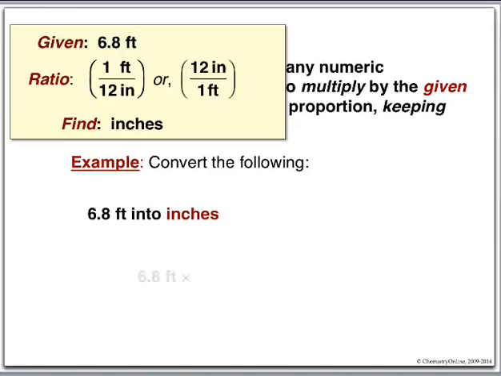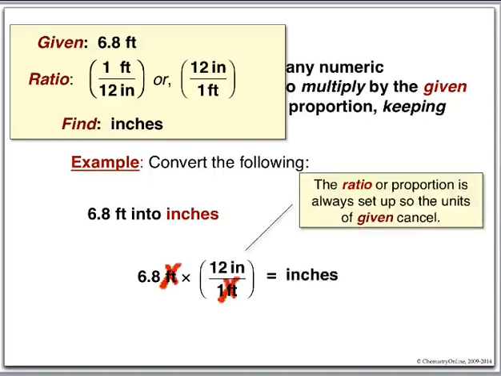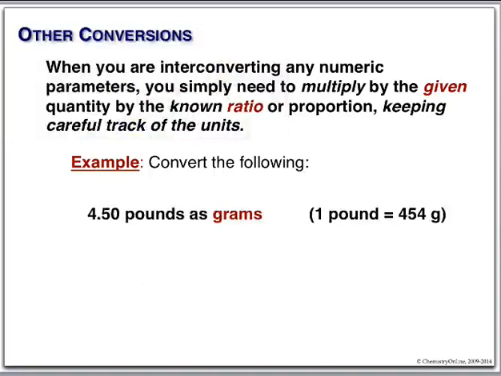Our given is 6.8. We need feet in our denominator, don't we? Feet cancel, we're left only with inches. Multiply it out, 6.8 times 12, 82. Let's do one more that's mixed. Pounds and grams.